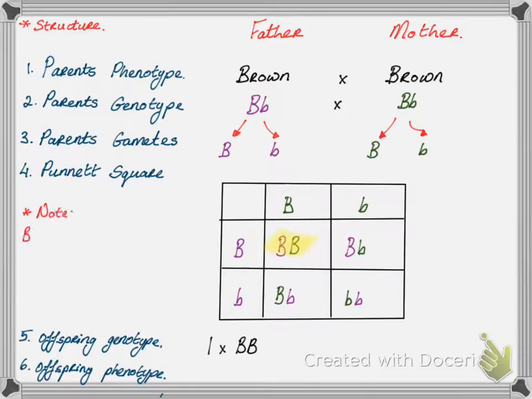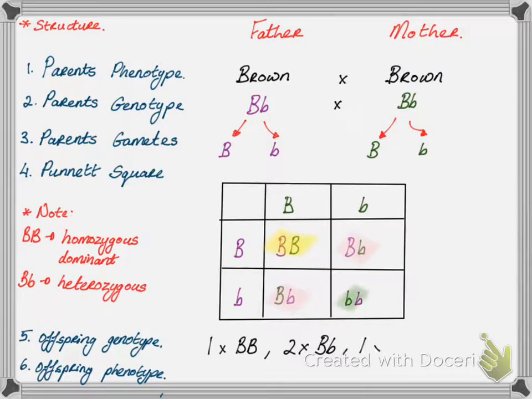So the first two capital B's, this is homozygous dominant. The two capital B small b, or capital B small b, is heterozygous. And then the one lowercase b is homozygous recessive. A reminder, if there's a capital B or a capital letter, that's the gene that will always be expressed because it is the dominant gene.